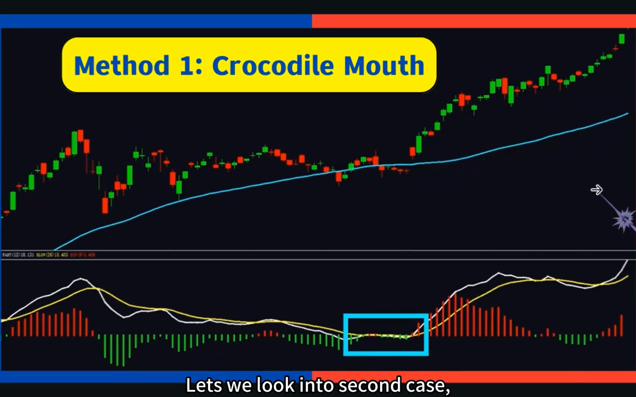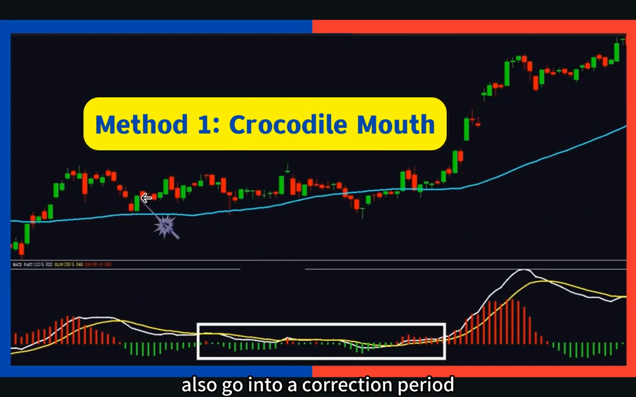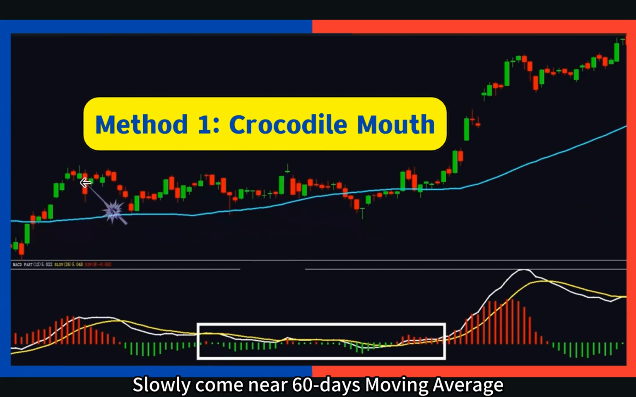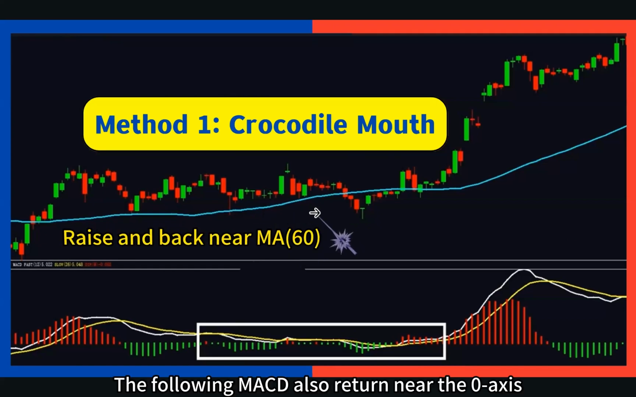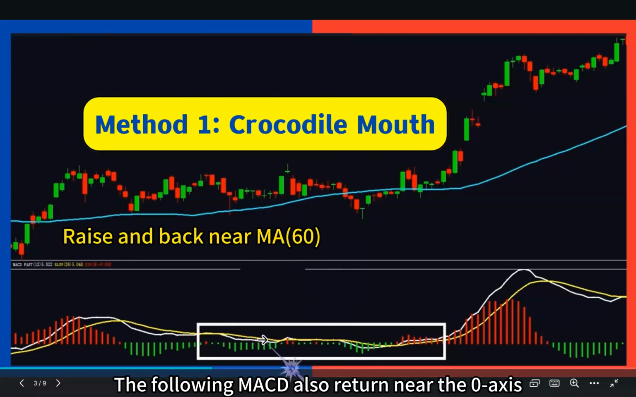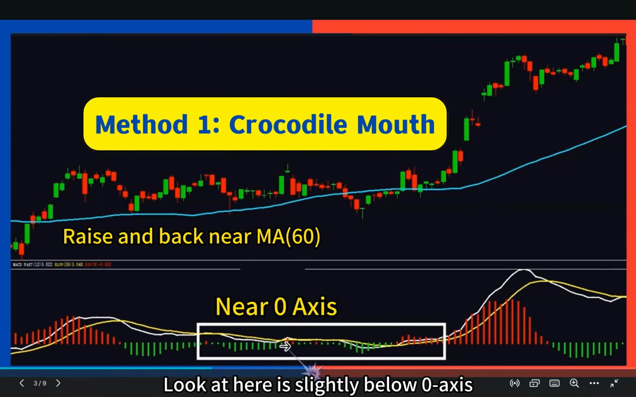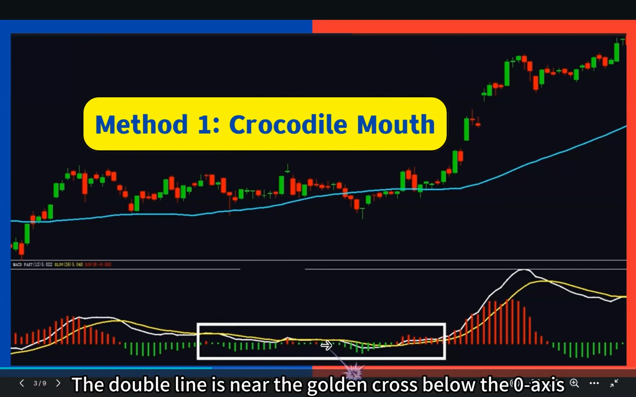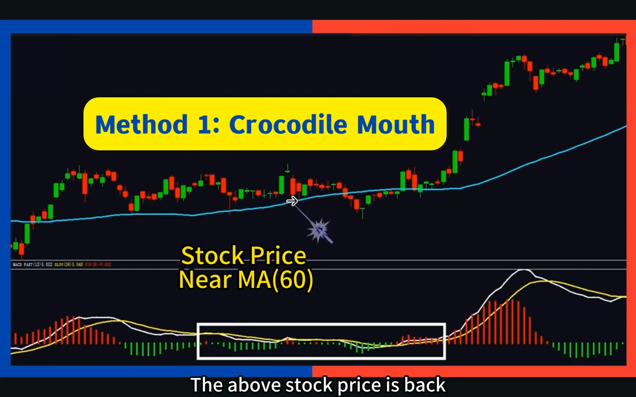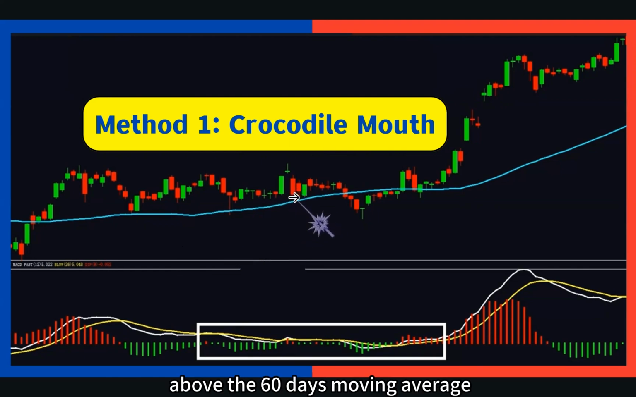Let's look at the second case. It also goes into a correction period after a wave of rise. Slowly it comes near the 60 days moving average. The following MACD also returns near the zero axis. Look at here, slightly below the zero axis. The double line is near the golden cross below the zero axis. The stock price above is back above the 60 days moving average.